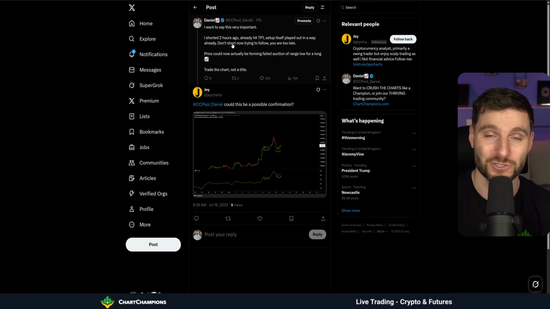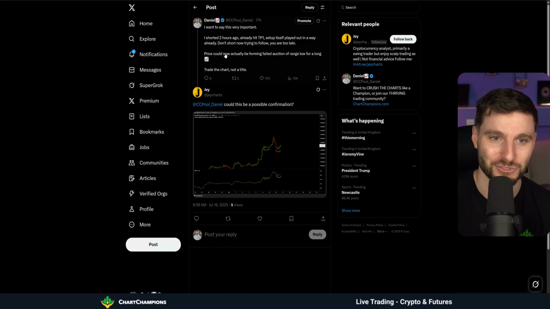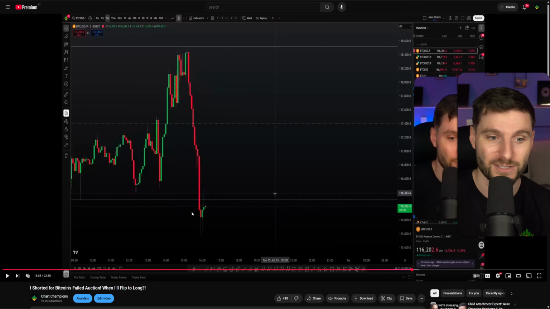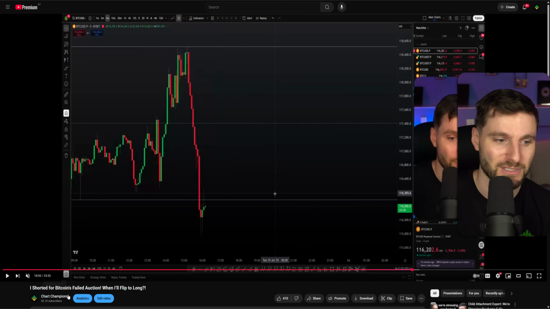The setup itself has already played out. We're already at the range low. So don't short at this point in time, right? You're way too late for the short. Price actually could be trying to form a failed auction of the range low, right? This is where it's trying to form the failed auction. We're waiting to see if that happens, right? I just made that very clear because I know there would have been somebody that said, oh, I shorted because you said that you were in a short trade.